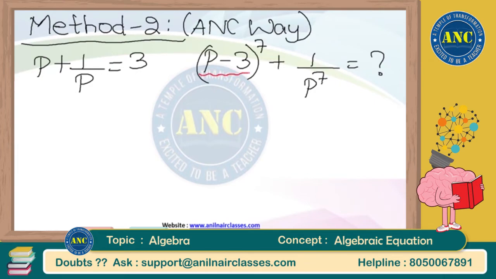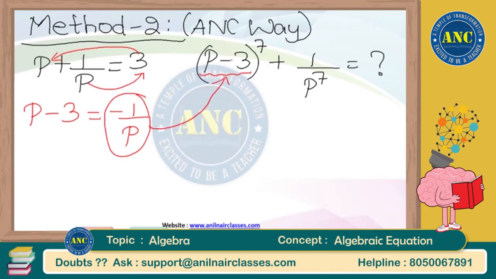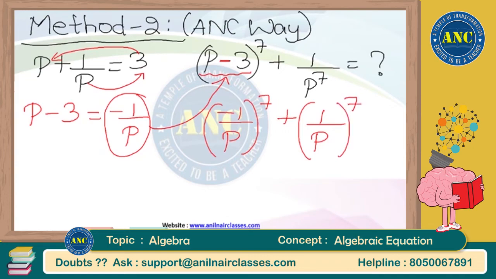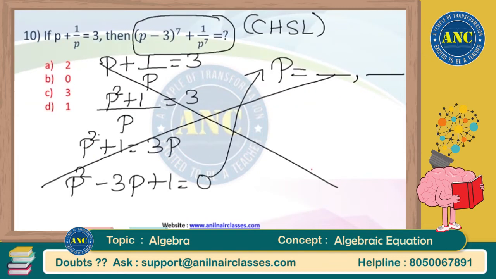Question says p plus 1 by p is 3. Put it here, sir. This 3 on the right hand side, shift it to the left hand side, it becomes p minus 3. Put this 1 by p to the right hand side, it becomes minus 1 by p. Over. Put this minus 1 by p here, substitute. P minus 3 is minus 1 by p whole power 7. And the next term is 1 by p whole power 7. Minus to the power of odd number is minus. So this is negative 1 by p power 7. This is positive 1 by p power 7. Cancels out to give you the value beautifully as a 0.